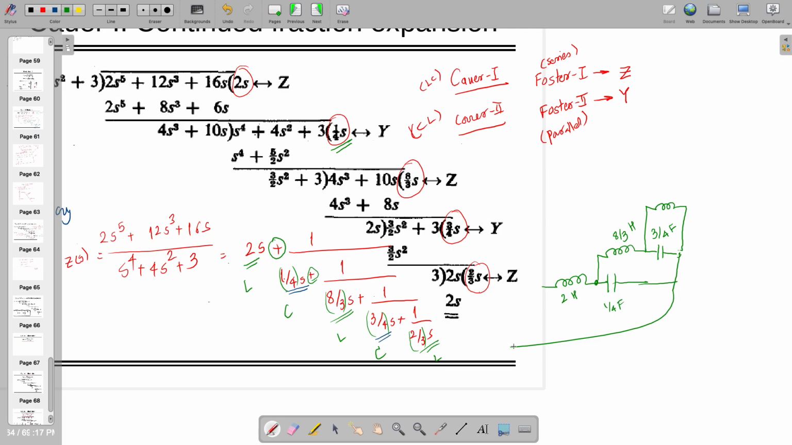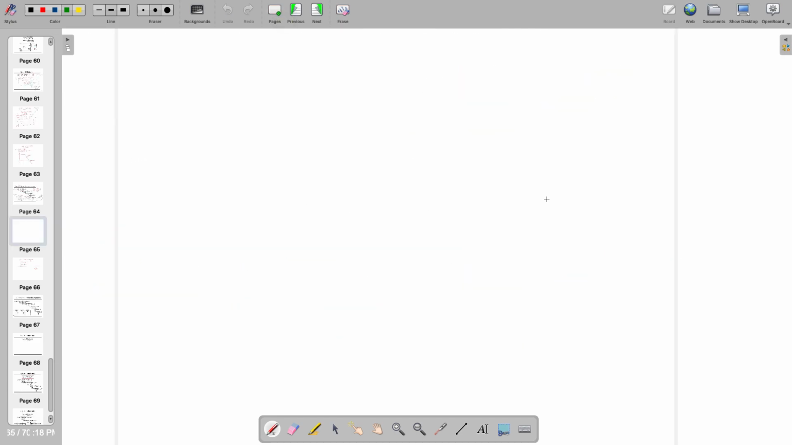right? If you redraw the same thing, you don't need to do this exercise every time. You can see directly that it's inductor, capacitor and inductor. The last capacitor is not there, so this value is 2 Henry, this value is 1 by 4 Farad, this entry is 8 by 3 Henry, this is 3 by 4 Farad, this is 2 by 3 Henry. So if the Cauer 1 form is asked, you don't need to do such an exercise every time.